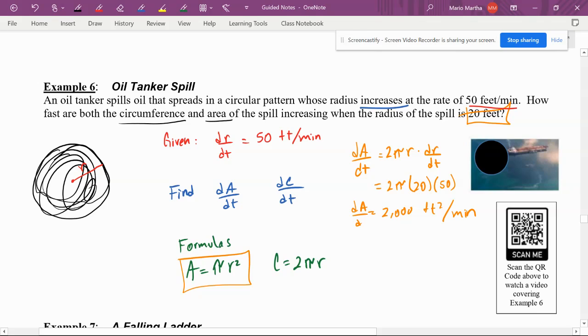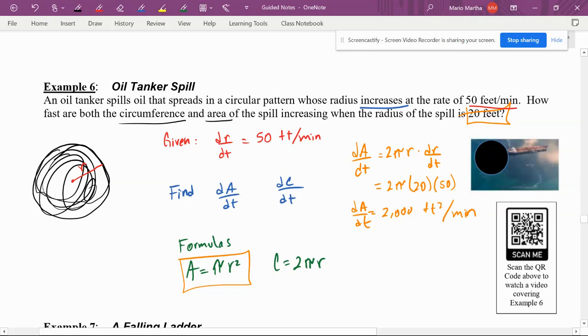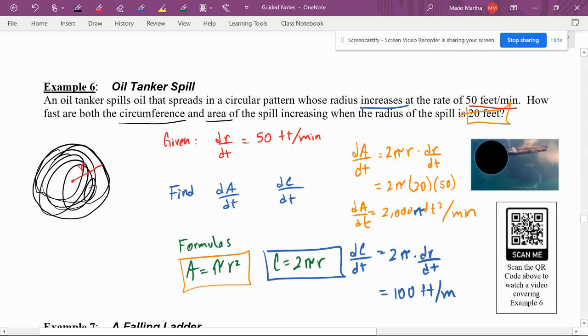All right, and then we want to figure out how fast the circumference is changing. So in this case, we're going to say dC/dt. Let's look at that one right there. dC/dt equals 2 pi r. Forgot a pi here. So to get rid of that, we end up with just 2 pi times dr/dt, and that's going to be equal to 100 feet per minute, right?